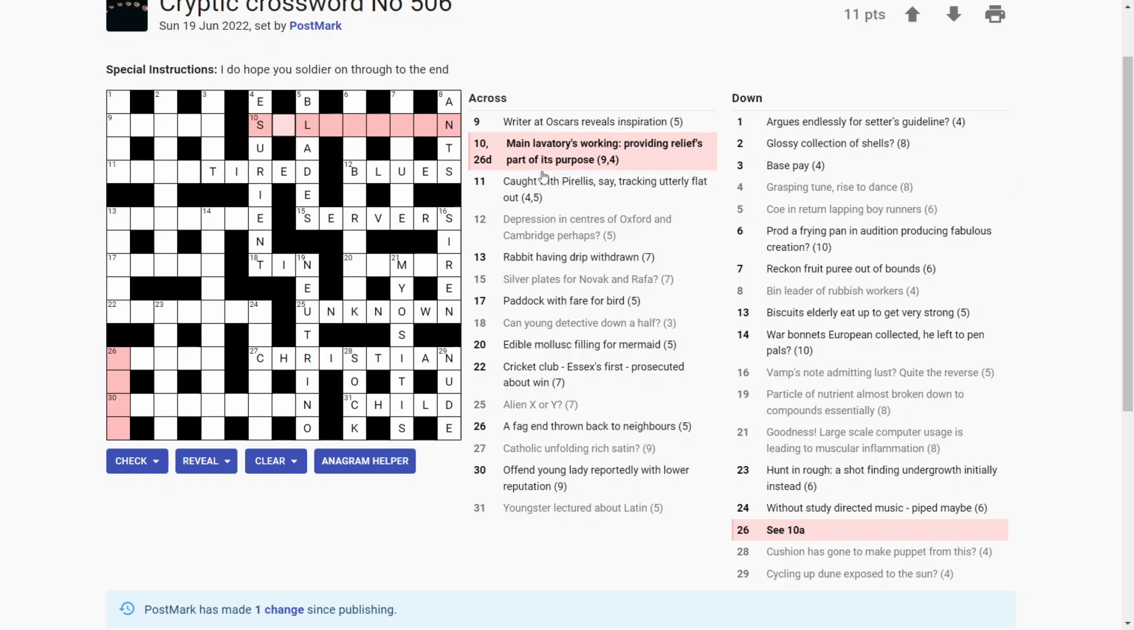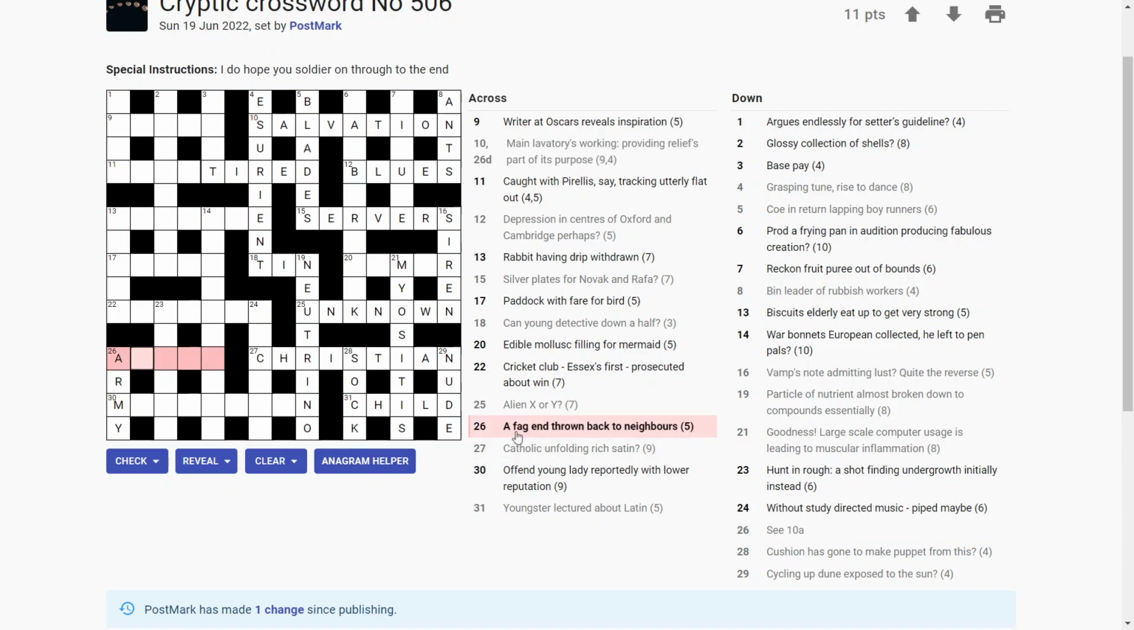Okay, main lavatory's working, right? Oh, Salvation Army. Yes. Yeah, so that's an anagram of main lavatories. And we've got army.